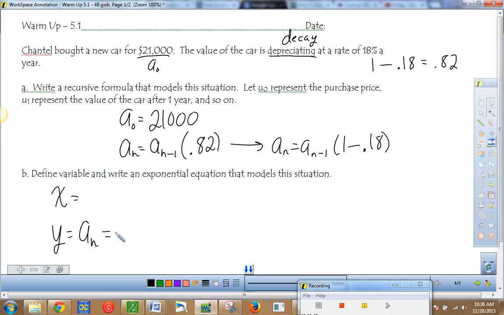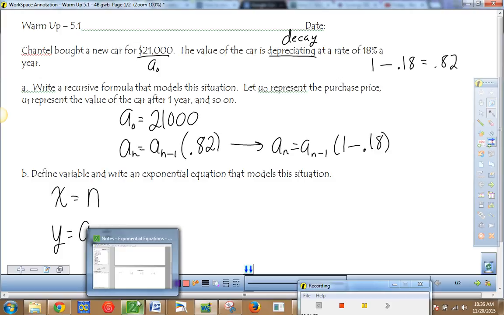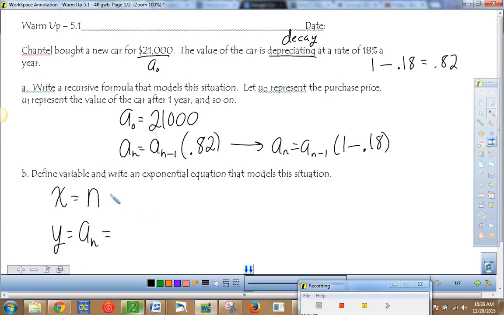So what is x then? It is n. You see what I did there? I thought you would have definitely got it. No, it's actually n.